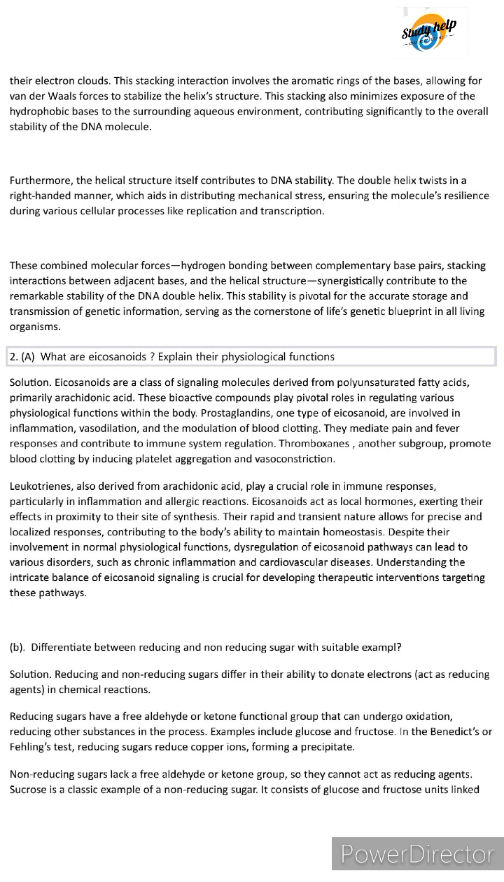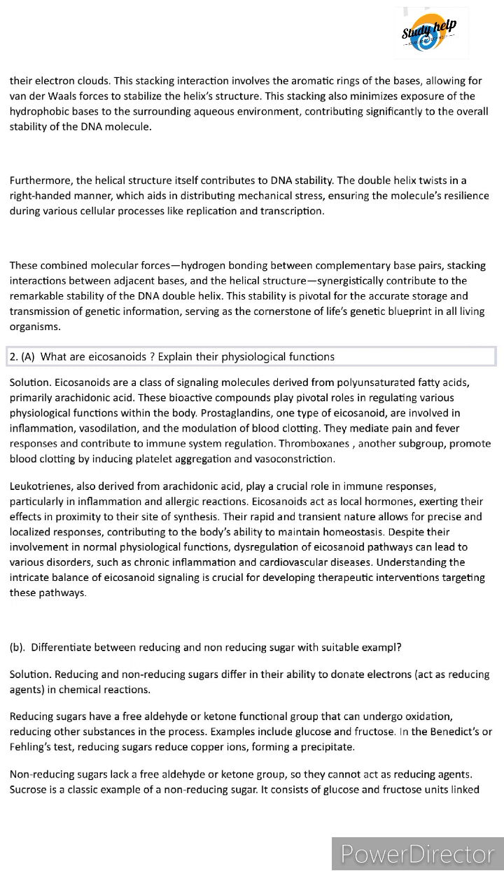Thromboxanes, another subgroup, promote blood clotting by inducing platelet aggregation and vasoconstriction. Leukotrienes, also derived from arachidonic acid, play a crucial role in immune responses, particularly in inflammation and allergic reactions. Eicosanoids act as local hormones, exerting their effects in proximity to their site of synthesis. Their rapid and transient nature allows for precise and localized responses, contributing to the body's ability to maintain homeostasis.